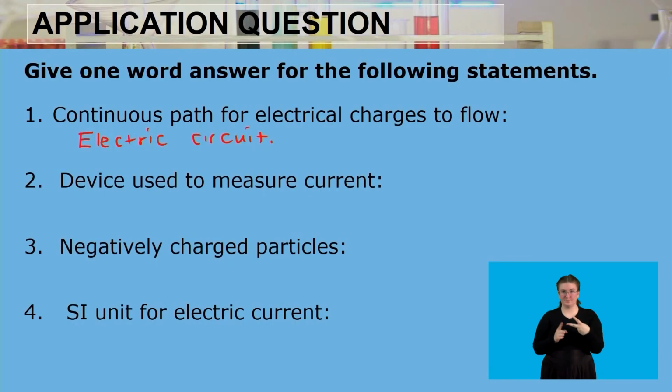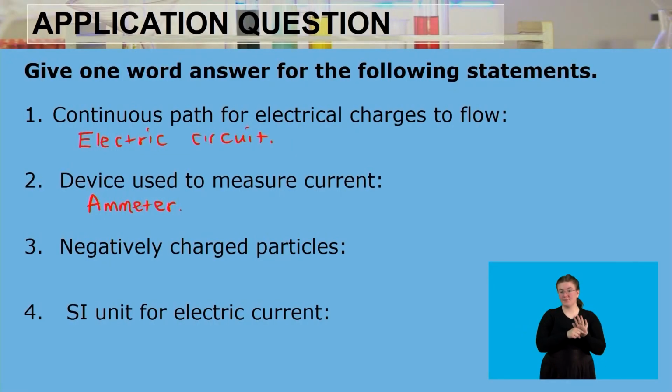And then number 2, a device used to measure current. We said we measure current by using the ammeter. So the ammeter is used to measure the current, how much current we have in the circuit. And remember, in series, the current is going to remain the same at whichever point you choose to measure it from.